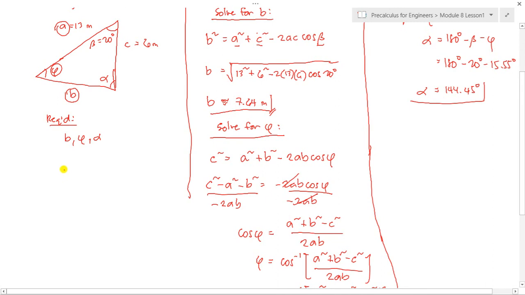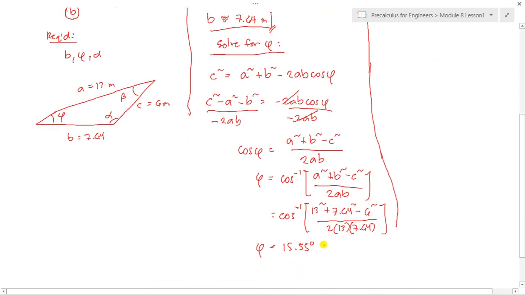Actually, pag-illustrate sa ato ang triangle is ingani ni siya. So, si gamma is gamay kaayo. So this one is A equals 13 meters, C is equals to 6 meters, CB is equals to 7.64 meters. So this is our alpha, this is our gamma, and this is our beta. So man siya ang illustration based sa itong nakuha nga mga values.